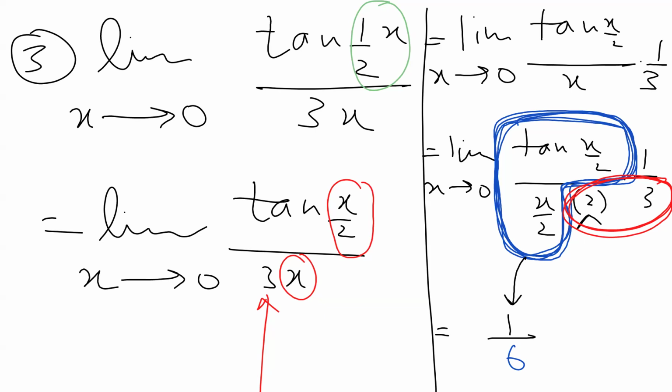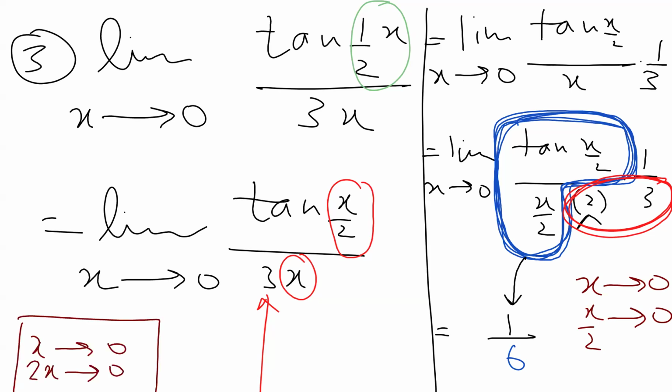And one small note you write down for your school teachers. If x approaches 0, then x by 2 also approaches 0. I forgot to write it in the previous problems also. In the previous two problems, question number 1 and 2, you write, if x approaches 0, then 2x also approaches 0. And here you write, if x approaches 0, x by 2 also approaches 0.